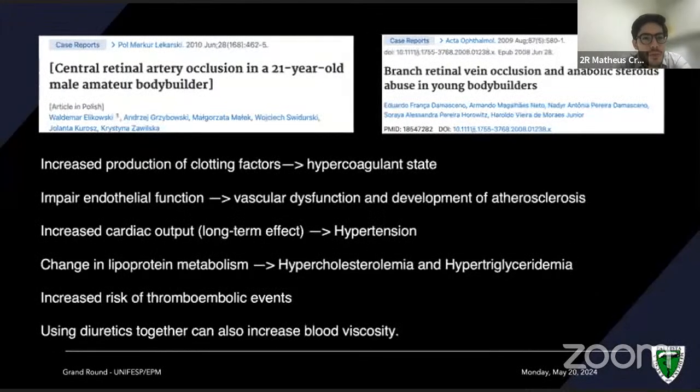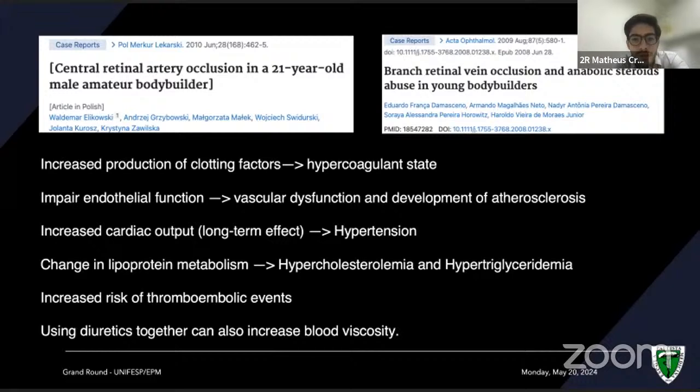And so we performed a literature review, and we found 2 case reports that talk about the same topic, central retinal artery occlusion in patients who are bodybuilders. We found 2 articles. The first one was in Polish, and the second one was in Brazil, in Rio. The first one talked about just 1 case, and the second one talks about 2 case reports. The second case of the second article is very similar to our case. I'm going to explain why.